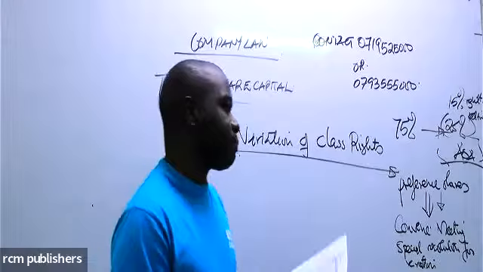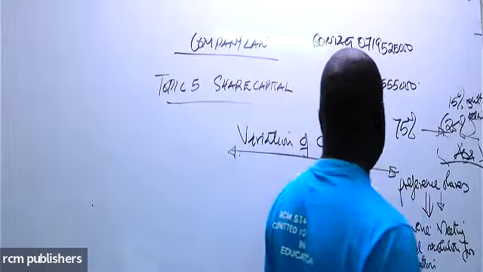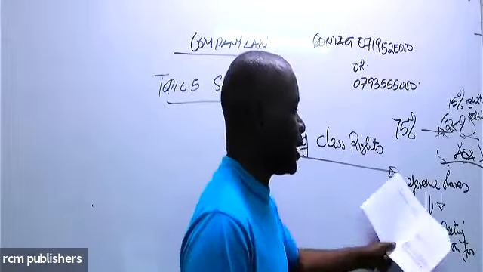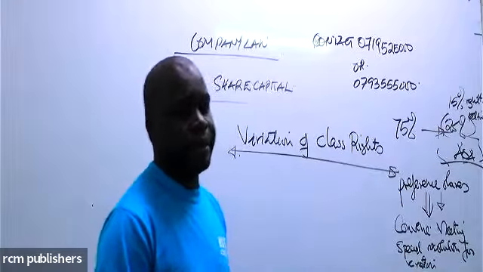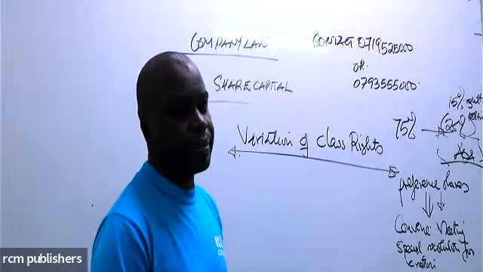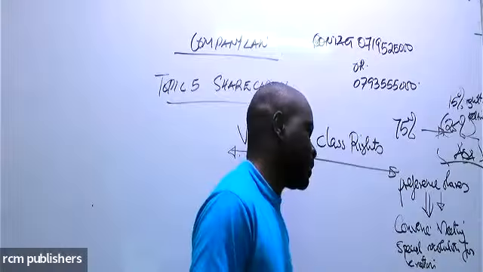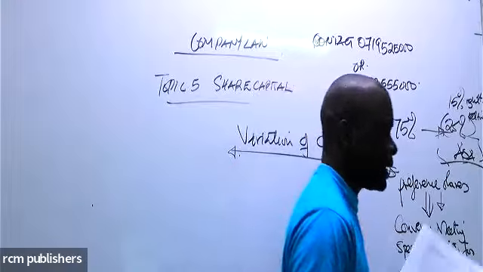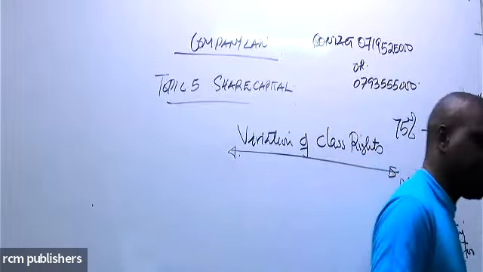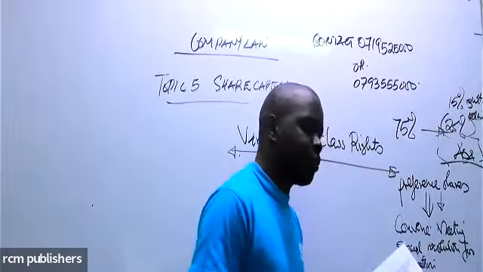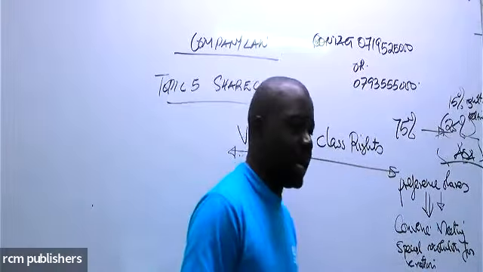So in short, if there has to be a variation of class rights, the members of that class of shares will have to say something. How would they say something? By convening a meeting, and at that meeting, they'll be able to pass a special resolution approving the variation of the class rights.